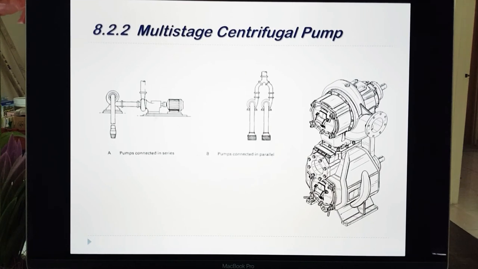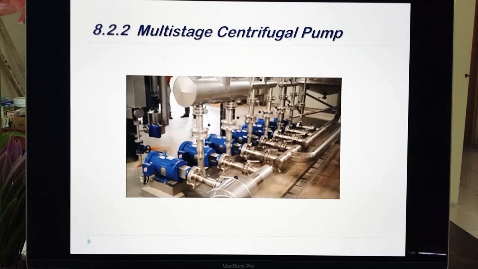So this is an example where the pump is connected in series, whereby it only has one shaft. And this one is parallel, whereby it is mounted on different shafts. This one is to transfer a large volume of fluid, and this one is to transfer to a higher altitude. So this is how the pumps are mounted. We have one centrifugal pump and another one, so it is known as a multi-stage centrifugal pump.